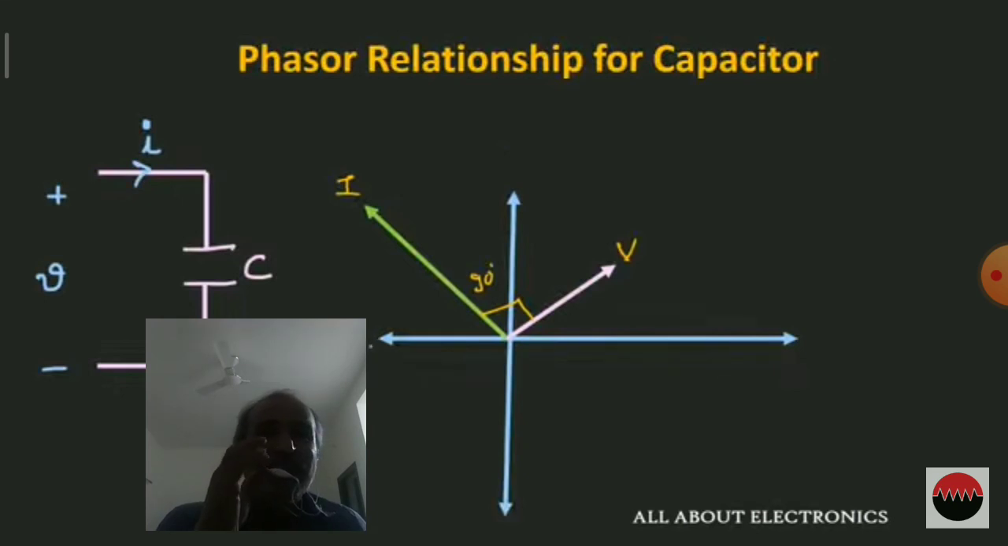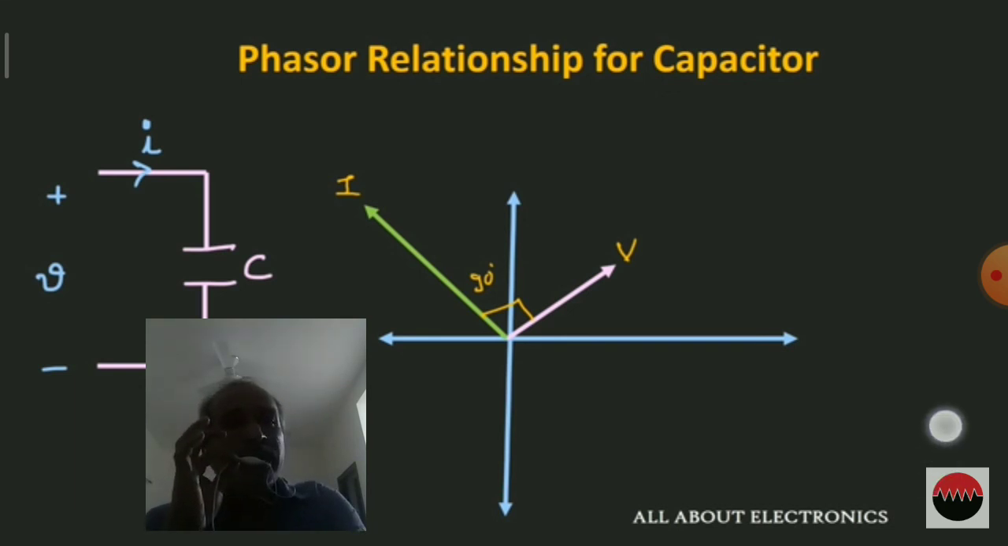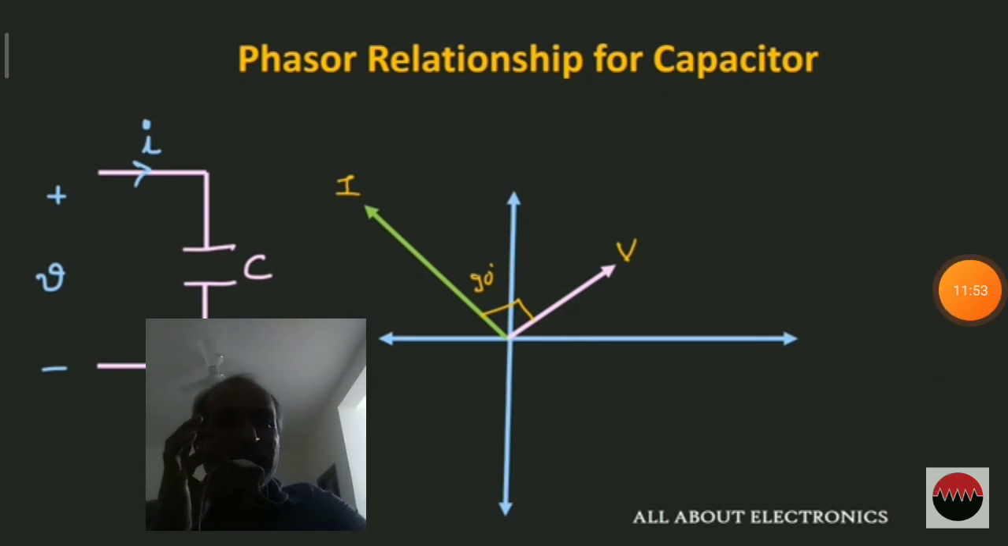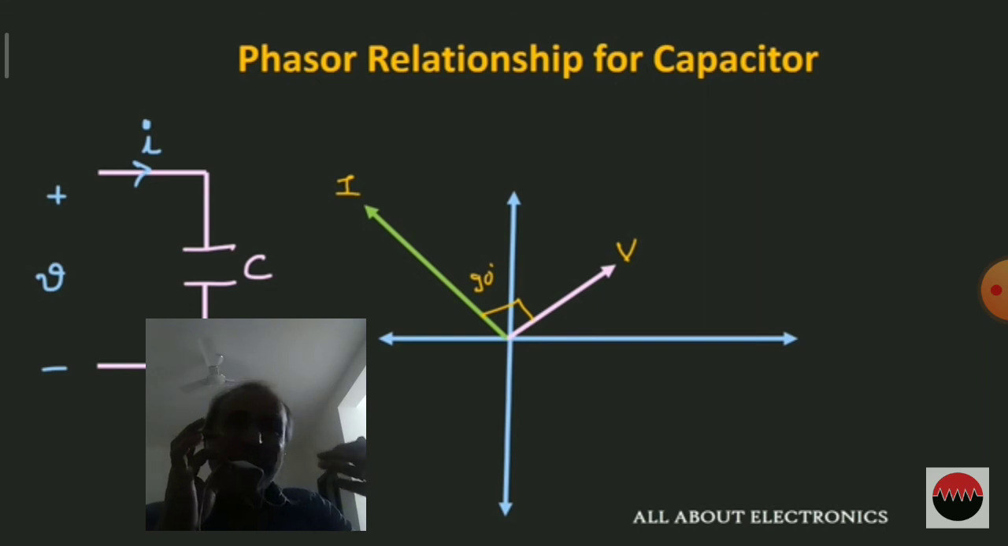So this is a phasor diagram. What is a phasor? A phasor is nothing but a rotating vector of voltage or current. In this way we can draw the phasor diagram in different cases like a capacitor, inductor and resistor.